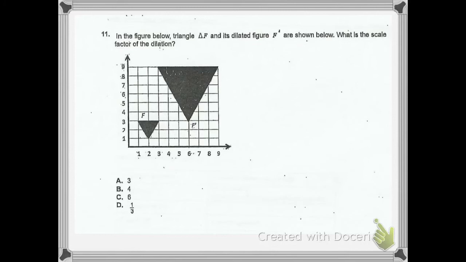And number 11, in the figure below, triangle F is dilated to figure F prime, shown below. What is the scale factor of the dilation? Well, I looked at this side here, and I saw that it was 2 units long. And I look at this transformed figure, and it goes from here to here. So that would give me 1, 2, 3, 4, 5, 6. So what did I have to multiply to get from 2 to 6? I had to multiply by a factor of 3.